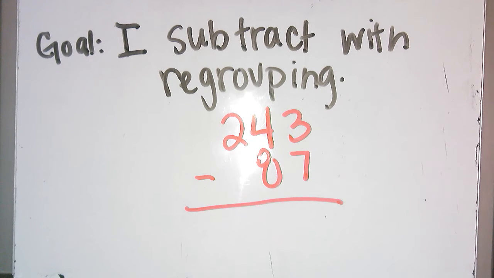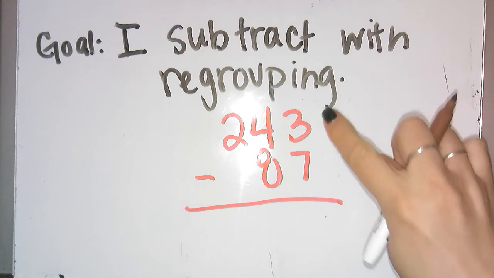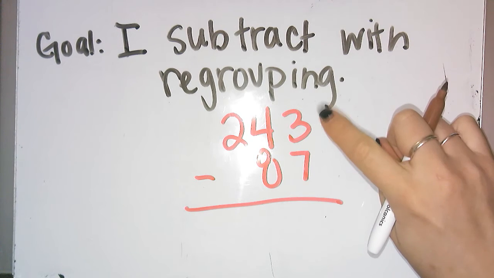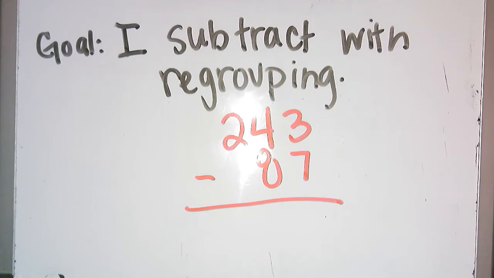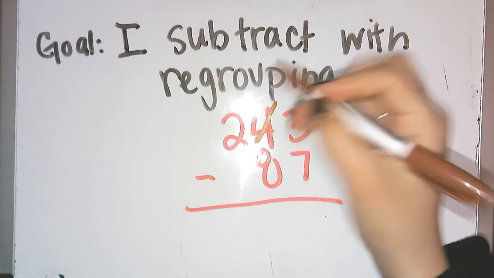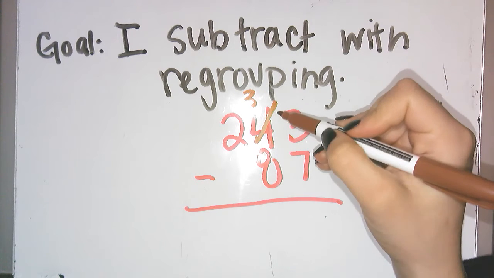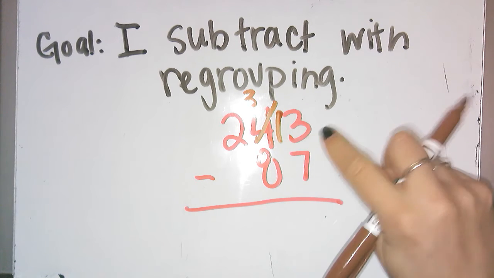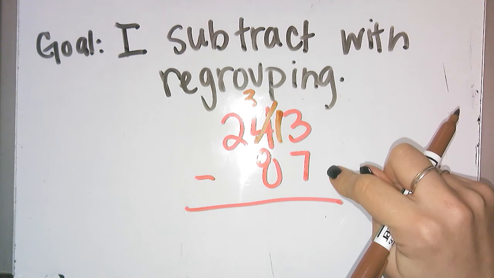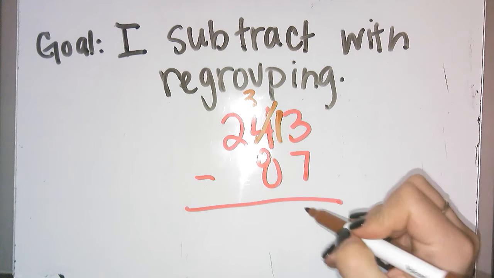So when we subtract, we always start at the right. So you would go 3 minus 7. If I have 3 things, I cannot take away 7 things. So I have to cross out my 4 and make that into a 3, and then add 10 here. So 13 minus 7 now, and 13 minus 7, I know, is 6.